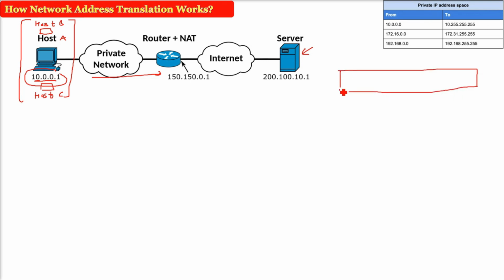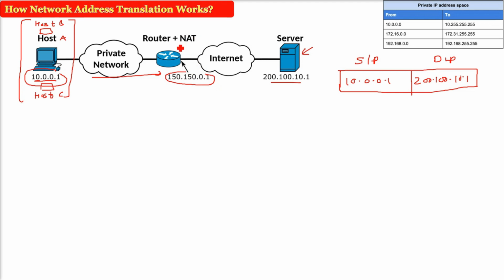So how will the packet be formed? This will be the source IP and destination IP. What is the source IP? Initial, first stage: the source will be 10.0.0.1. No problem with that. The destination will be what? 200.100.10.1. No problem with that. The source wants to get connected to a server or a website.